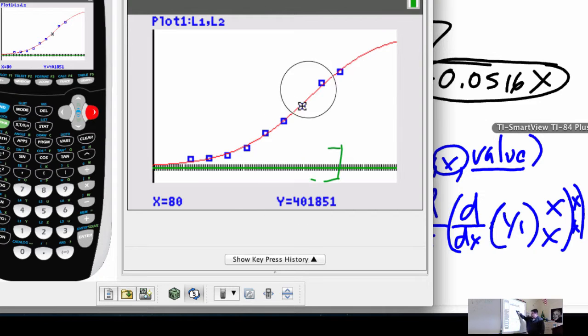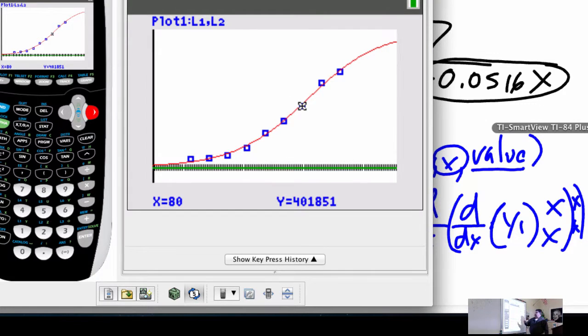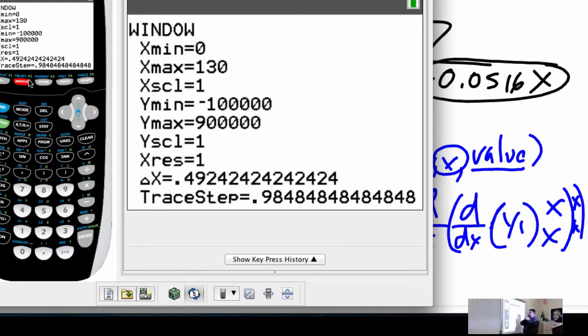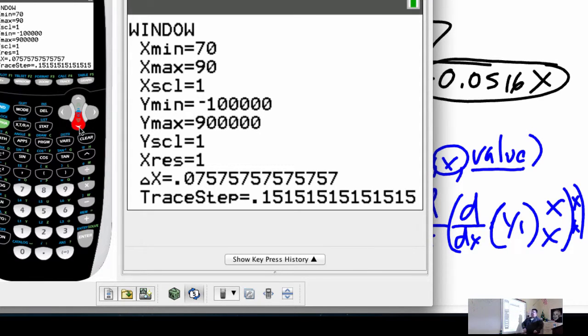Okay, so what I'm going to do then is change the window. So I'm going to go to Window, and I'm going to plug in my minimum x value as 70, my maximum x value as 90, because 80 is right in the middle. Now here's an interesting thing. What should I set my y min to?